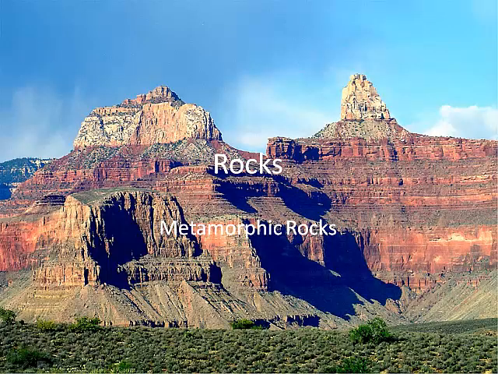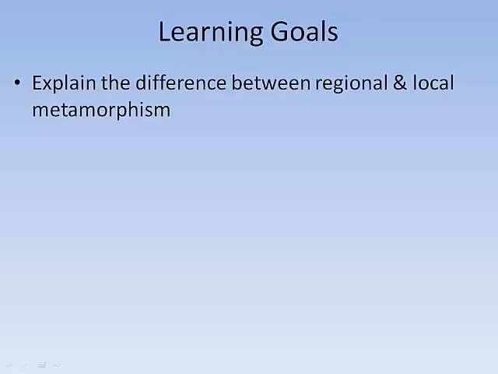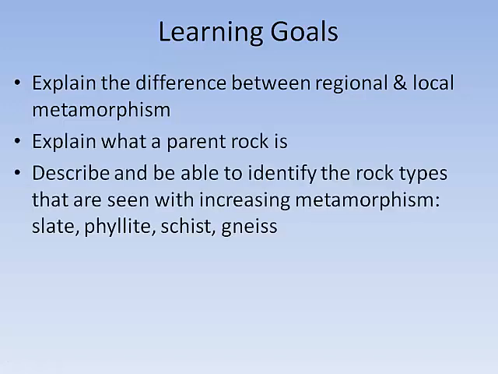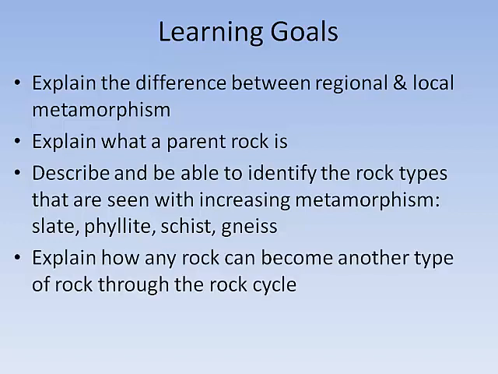Let's talk about metamorphic rocks. Here are our learning goals. Explain the difference between regional and local metamorphism. Explain what a parent rock is. Describe and be able to identify the types of rocks that are seen with increasing degrees of metamorphism: slate, phyllite, schist, and gneiss. Explain how any rock can become any other type of rock through the rock cycle.